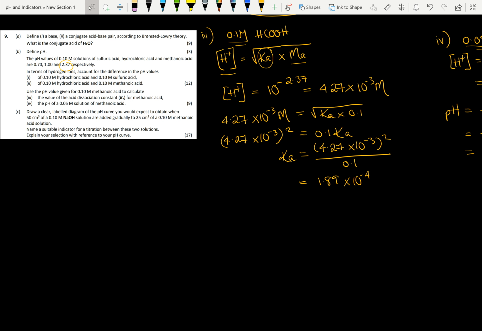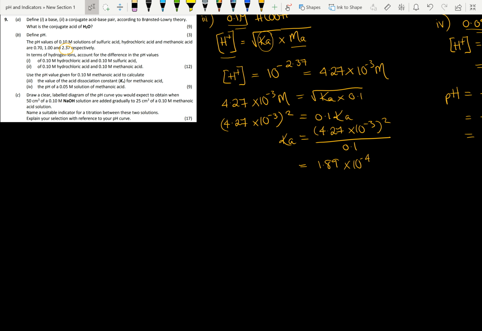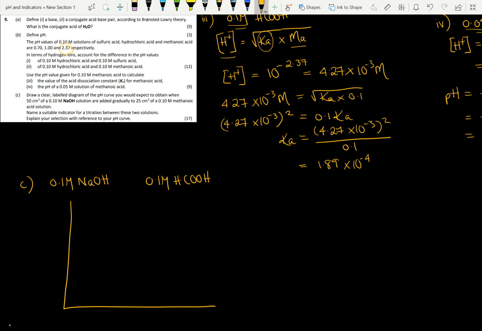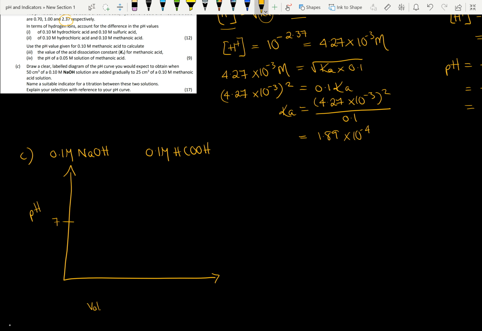Now the final question is asking us to draw a pH curve. So they're asking us to draw the pH curve between 0.1 molar sodium hydroxide and 0.1 molar methanoic acid. Okay, so we're going to draw our axes. We've got pH on the y-axis. I'll put my pH of 7 in there. And I've got on the x-axis the volume of base added.